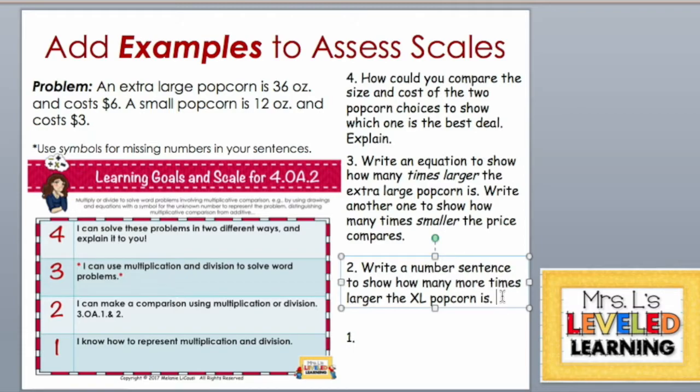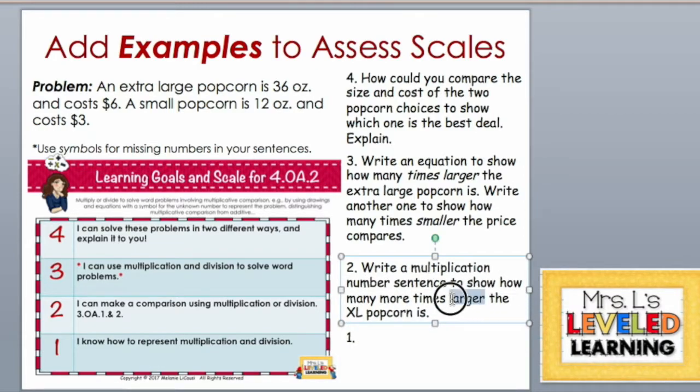And the way I could change this to help them, if I see them struggling, I might change this to write a multiplication number sentence to show how many times larger it is, and I would want to point out to them that multiplication goes with things that are larger. If I see them mastering this and that's easy, then add to it or change it. I might say, okay, now your second task is write a division problem.